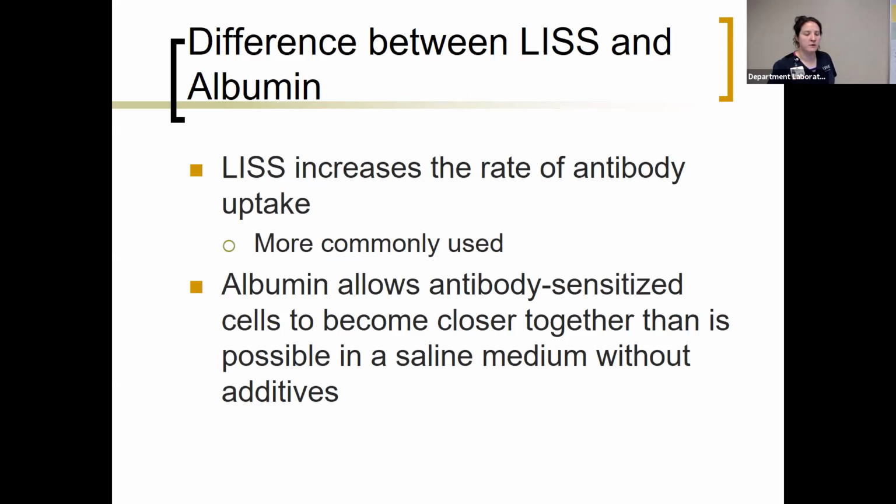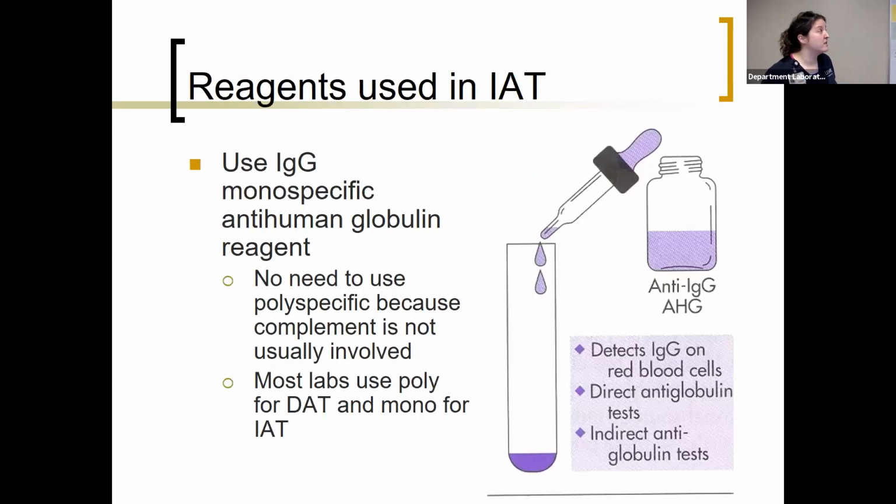So LISS increases the rate of antibody uptake, all right, like I mentioned. Albumin further breaks down that zeta potential, okay, allowing the cells to come closer together. However, remember albumin is associated with false positives. All right, and like I mentioned, we're using monospecific IgG. We're not using polyspecific in our IAT because complement, if it has been involved, is on the red cells, not in your patient plasma. So it's not a concern for the IAT.